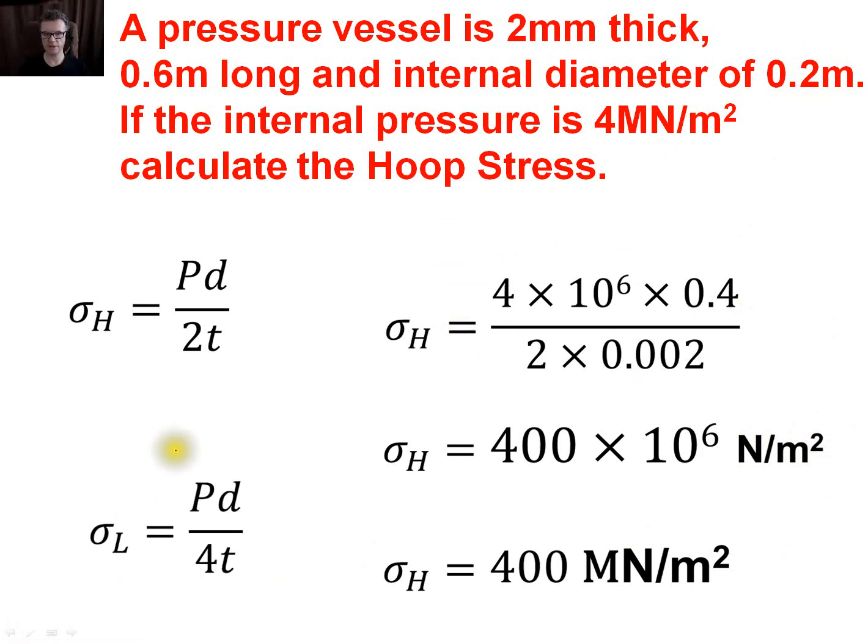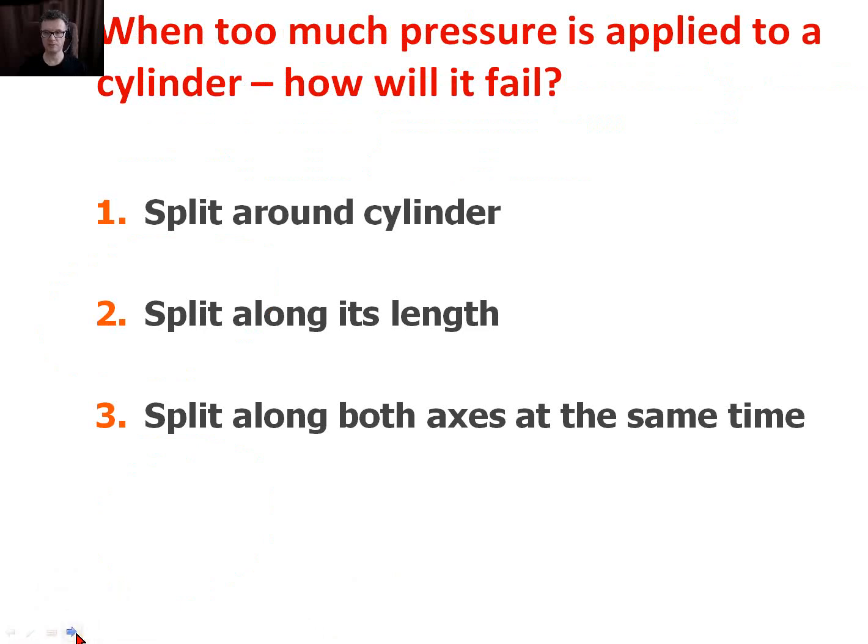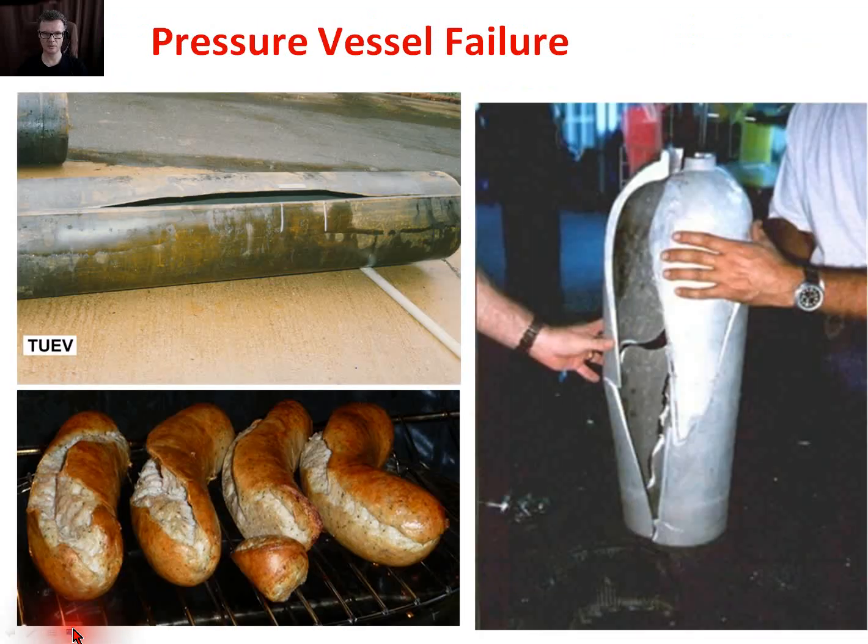So notice that that was the hoop stress calculation there. Compare that to the longitudinal, and that would have half that amount of stress. So where would we expect it to split? We'd expect that the hoop stress, having higher stress, would be what would be causing the vessel to split. So should it split around the cylinder, split along its length, or split in both axes at the same time? Well, we're expecting it to split along its length there.